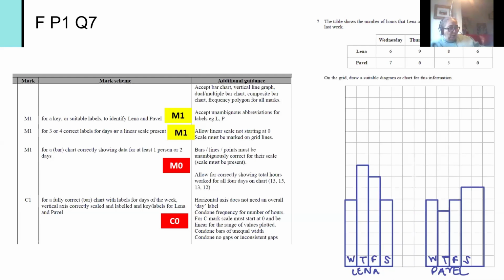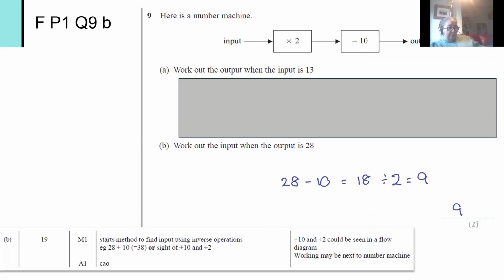Right, then we move on to question 9B, sorry. They start a method. So they've got a partial inverse. So they've started with 28 and they've taken 10. But if they'd added 10, it could have led them to getting one of the marks, but they've actually just done exactly. So they understood it was inverse.